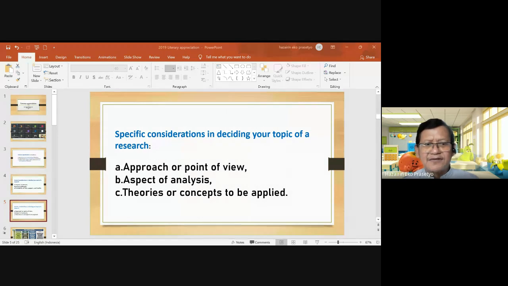Once you decide the approach, for example, okay, sir, I'm going to do my research by using a quantitative approach, then you must understand that in a quantitative approach, the data should be in the form of numbers. Quantity means number. How can we do research in literature by using numbers? Yeah, it can be done. It's okay. You can use a quantitative approach in literature research. It can be done, and some students did this kind of research in literature.